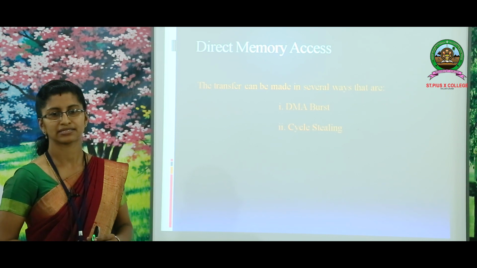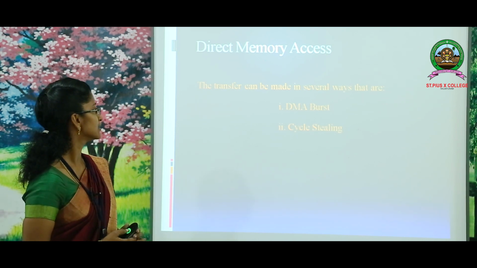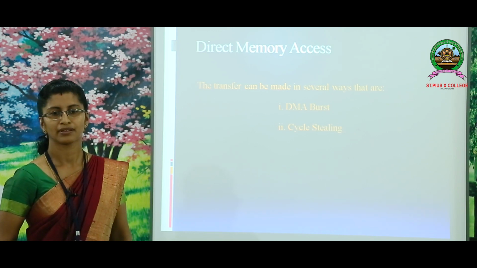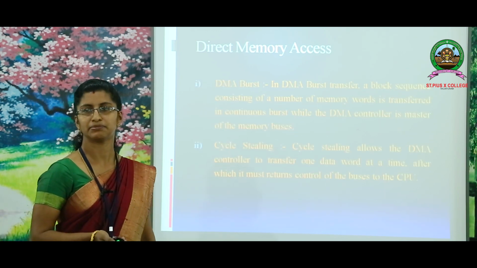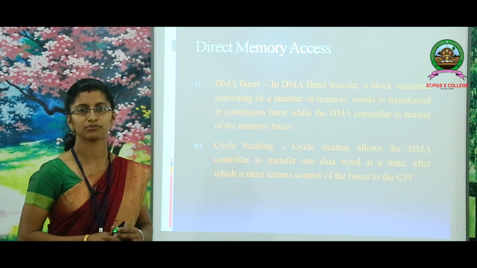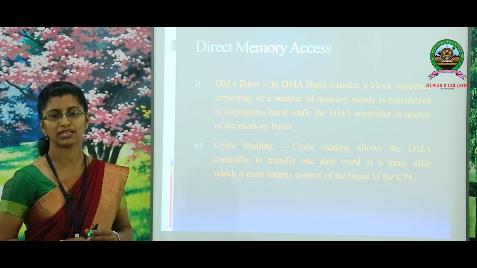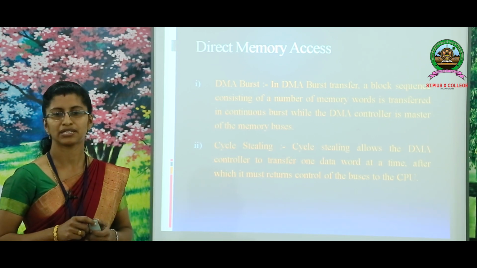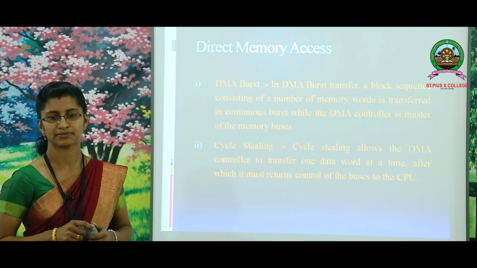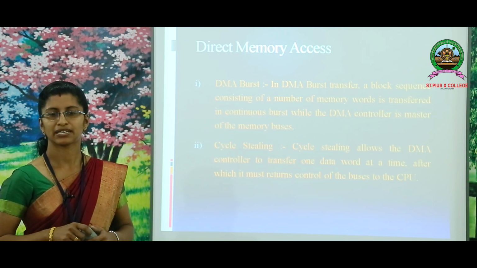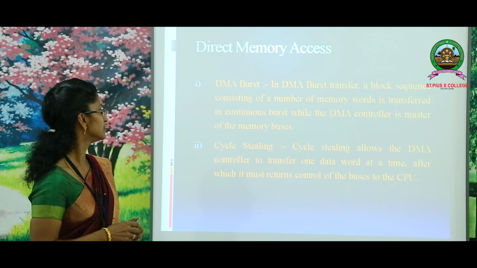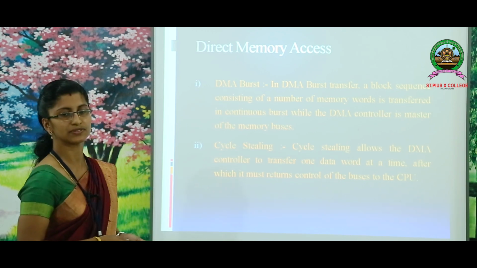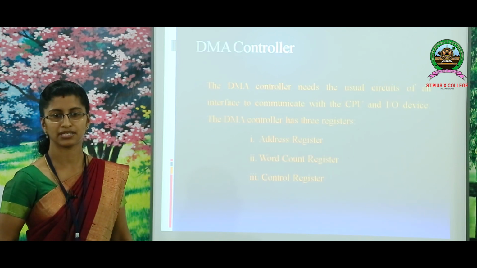Direct memory access can be done in several ways, and the two methods are DMA burst and cycle stealing. First, DMA burst. For DMA burst transfer, the block sequence consists of a number of memory words and it continues in a burst while the DMA controller is master of the memory buses. For cycle stealing, it allows the DMA controller to transfer one data word at a time, after which it must return control of the buses to the CPU.